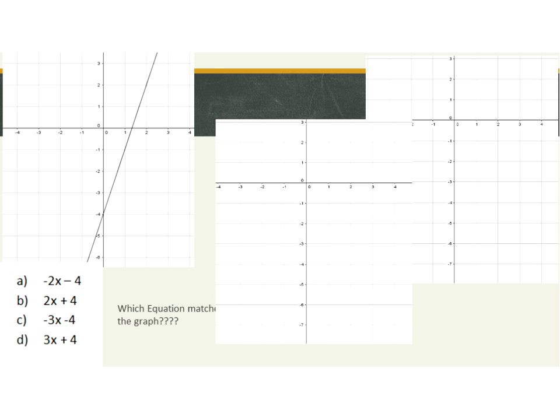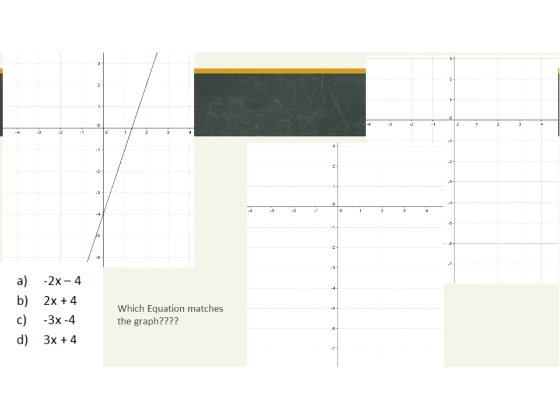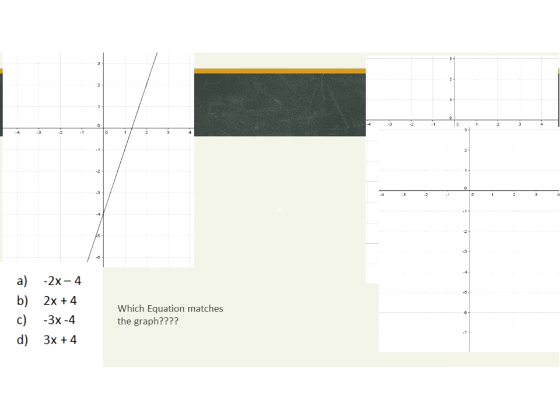Now, I made a bunch of graphs here because I wanted to practice graphing. It says here, which equation matches the graph? Yes, I can plug it in and see which one it is, but let's take a look at something obvious. We know that equations are written y equals mx plus b. We know that b is our y-intercept. So let's identify where b is on this graph.